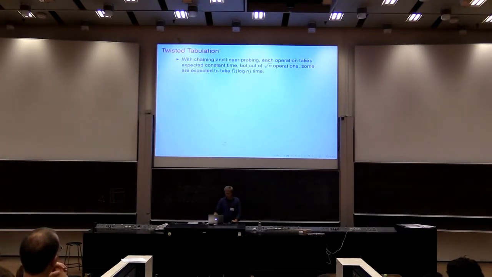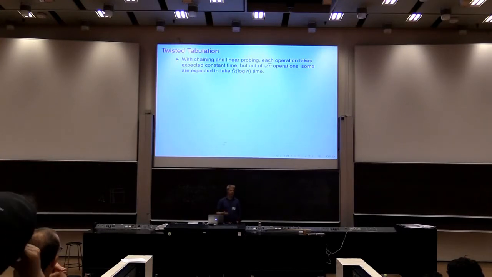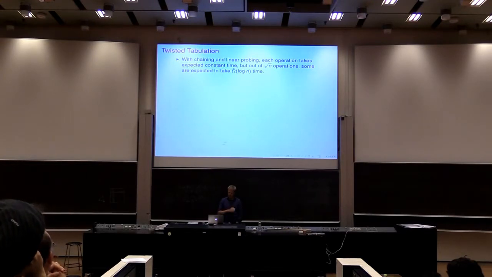So I'm going to talk about something that we call twisted tabulation. One of the nice things that make chaining and linear probing work really well in many applications is not only that it works good in expectation for a single operation, but also, well, no, what makes it work kind of bad, sorry, is that if you look at square root n operations, then some of them are expected to take roughly logarithmic time, right?